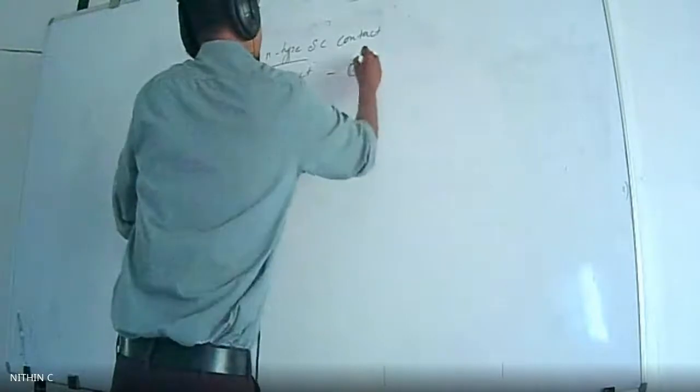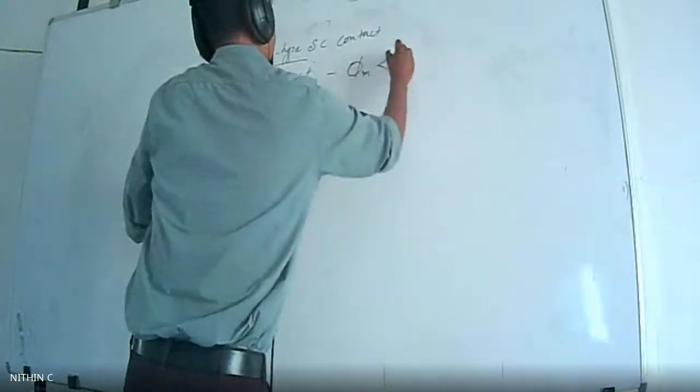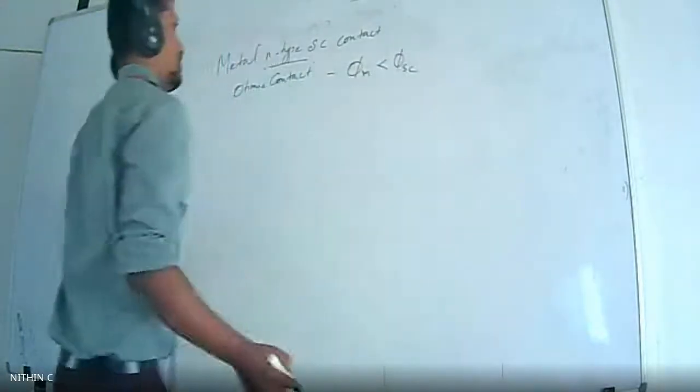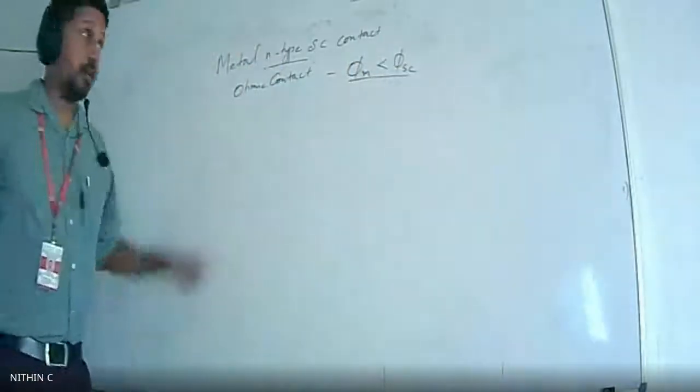What should it be? Phi m less than phi s. Phi m less than phi s. Phi m less than phi s. This should be the condition for metal N-type semiconductor contact to behave as an ohmic contact.